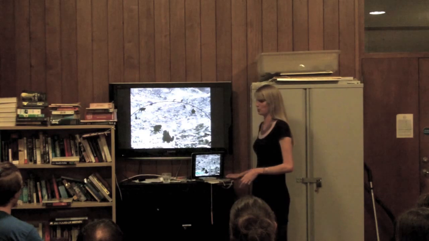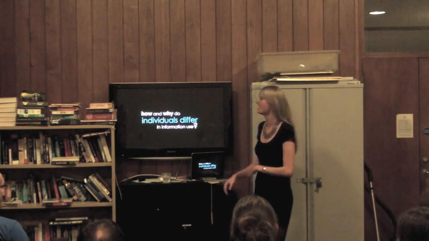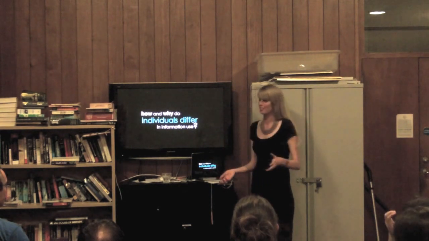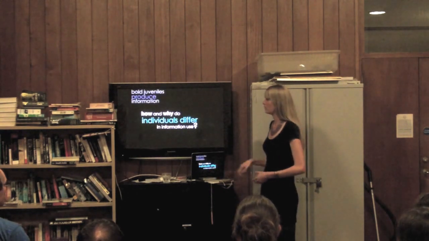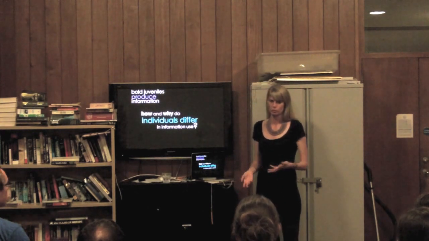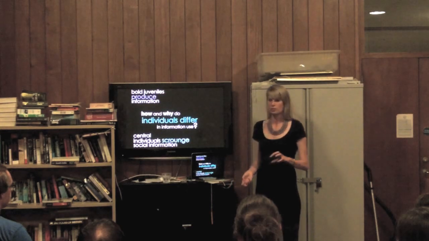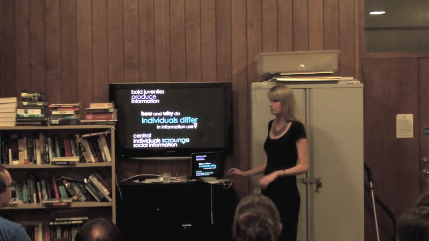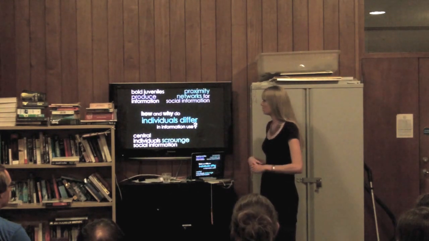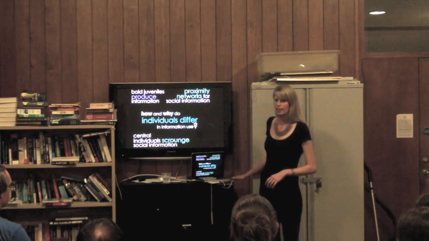Okay, I'm just about done. So to summarize, my original question was for this year, how and why do individuals differ in their personal and social information use? And hopefully I've convinced you that bold juveniles are the information producers. Central individuals are the ones that scrounge social information, central in the network sense, but probably also in the spatial sense. And that proximity networks are the best for access to social information.